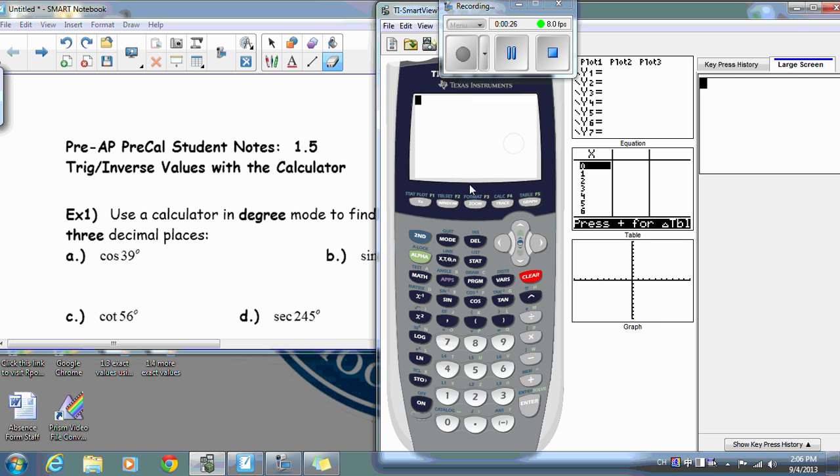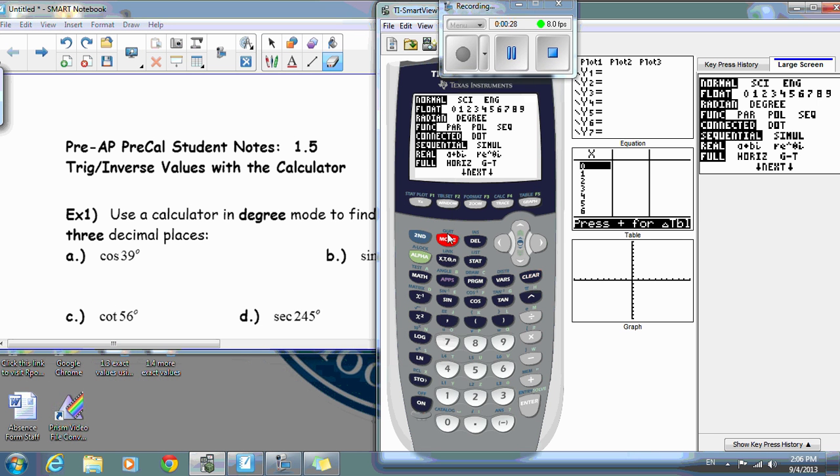I want you to press your mode button. Right now, my calculator is in radian. Yours might be in degrees already. If it's in radians, scroll down till you get to radians, scroll to the right to get to degrees, and press enter. And to take it back to radian, you go on mode again, you will scroll it down all the way to radian and press enter.